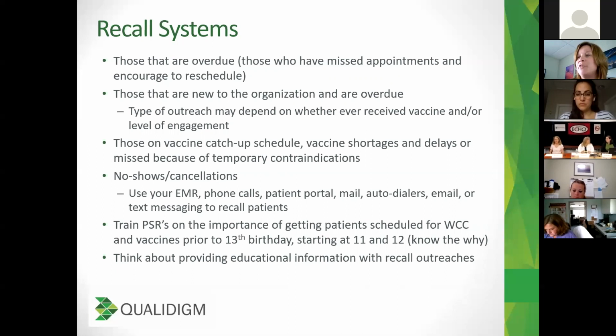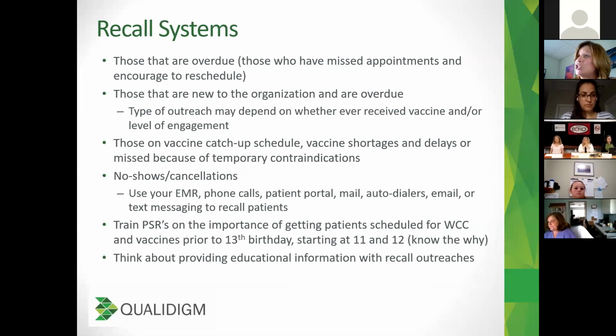So there could be other reasons why they're overdue. They could be on a catch-up schedule. You might have patients who want to stagger their vaccines and do it over a longer period of time. There could have been vaccine shortages or delays, or vaccines missed because of contraindications for administering that.